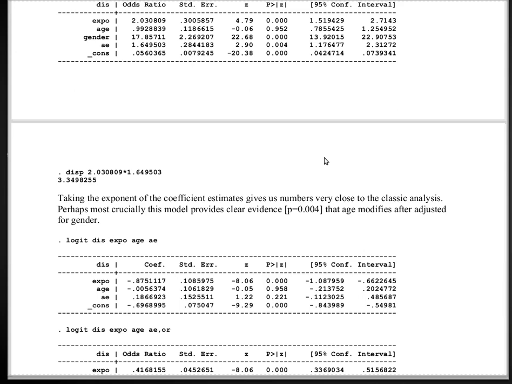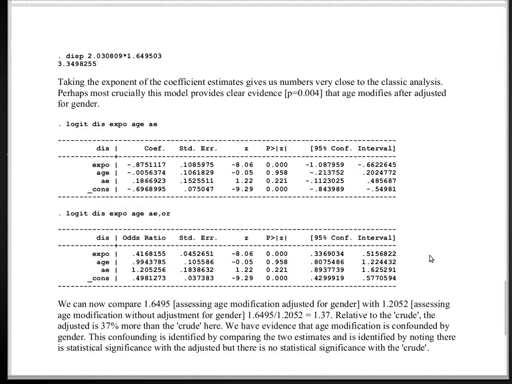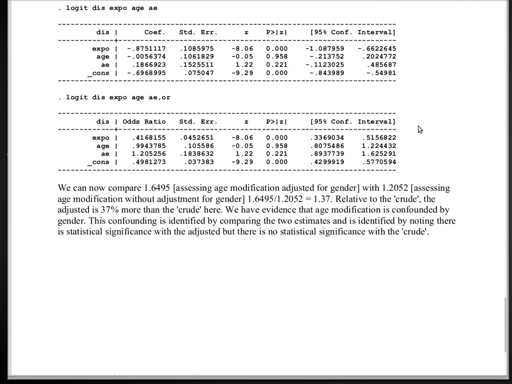It is worth noting that if we had not adjusted for gender, we would not have seen it. Again, we saw this back in the one-at-a-time classic analysis that was done earlier. So, if you're on side with what I've shown you here, we have then evidence of age modification. But the age modification is confounded by gender. And this confounding is identified by comparing the two estimates, and is identified by noting there is statistical significance with the adjusted, but there is no statistical significance with the crude. And that is one way of arguing for confounding here.